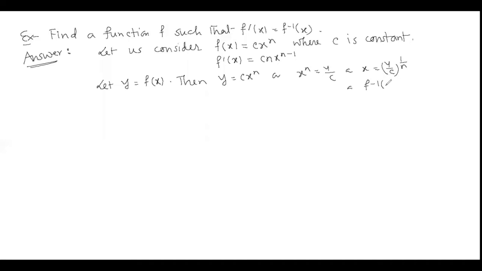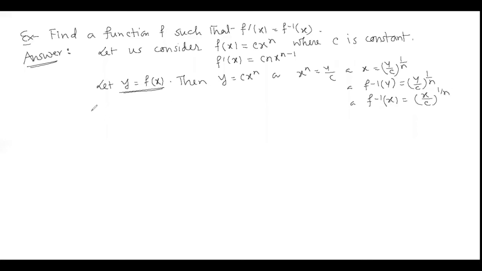If we put x equal to f inverse y, as y is equal to f(x), so x will be f inverse y, then we'll get f inverse y is equal to (y/c) whole to the power 1/n. Clear? If we take the variable y as x, we'll get f inverse x is equal to (x/c) whole to the power 1/n.